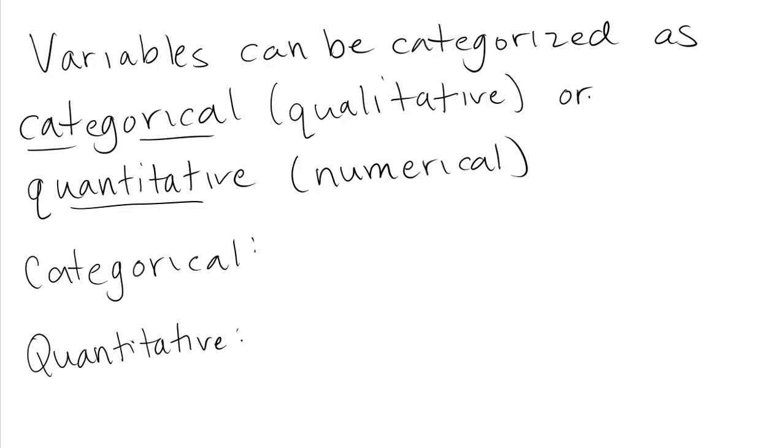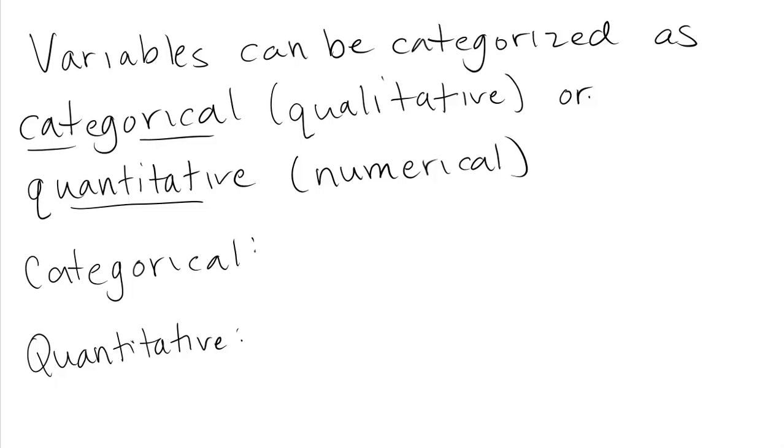And you'll notice that in my slide here, I've put some words in parentheses. Another common name for categorical variables is qualitative. Categorical and qualitative can be the same. Your author actually uses numerical in this section and then quantitative in the next section. And I prefer the term quantitative, so that's the one that I'm going to use.